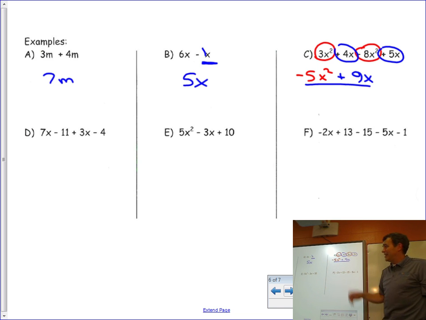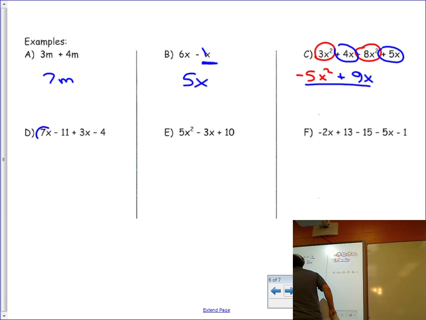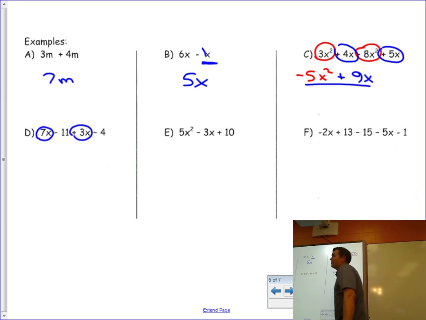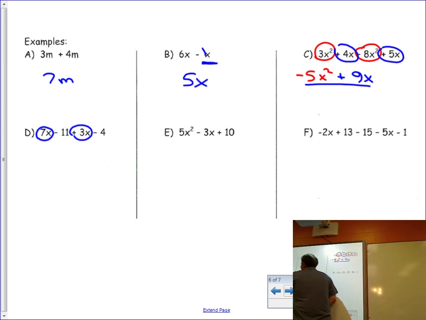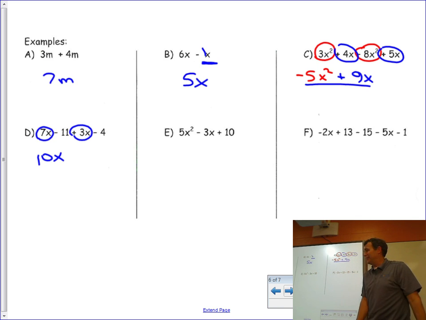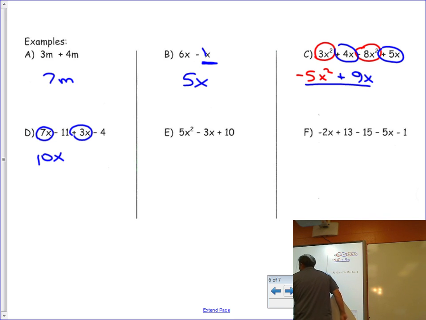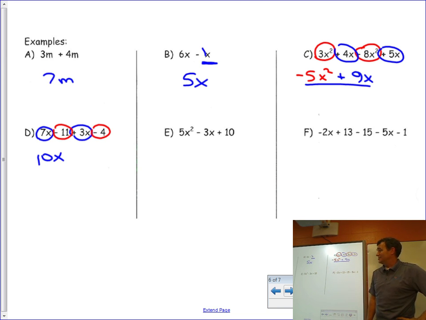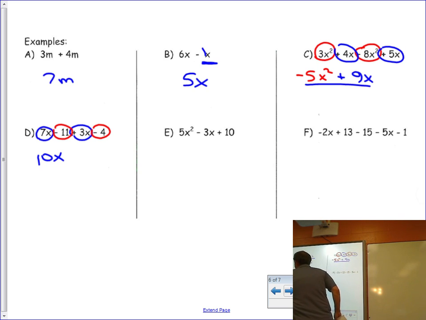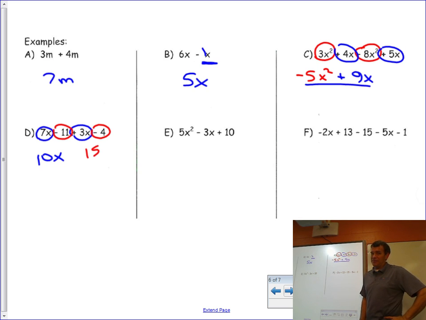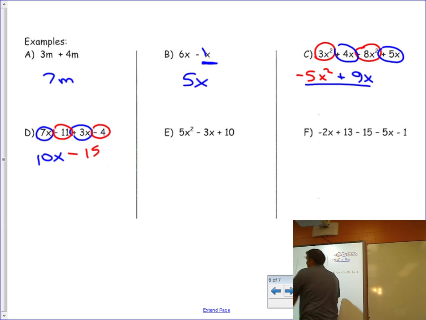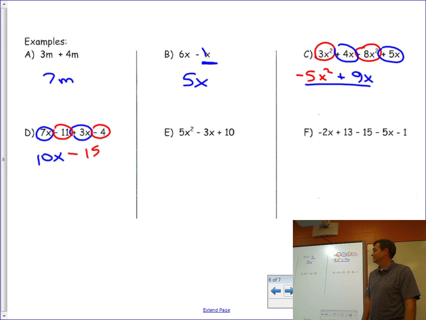The next example, D. My like terms are the 7x and the 3x. Positive 7 and positive 3 add up to positive 10. And I don't change the variable. And then I've got negative 11 and negative 4. Again, those have the same sign. So since they have the same sign, I'm going to add them together and get 15. And I need a sign in front of that 15. When I'm adding or subtracting, the bigger number always gets to put its sign on the answer. 11 is the bigger number, so it's negative 15.